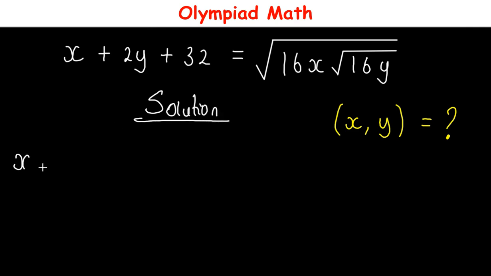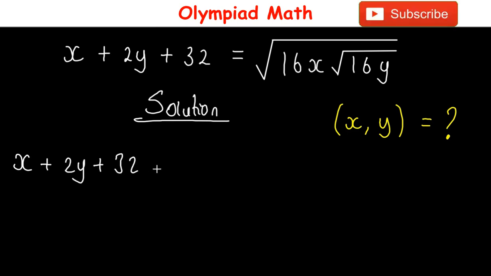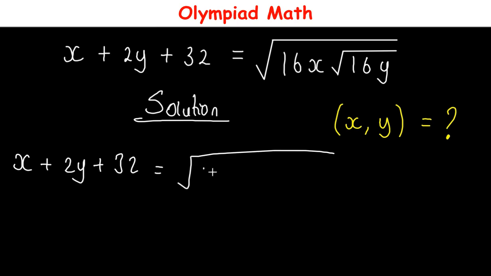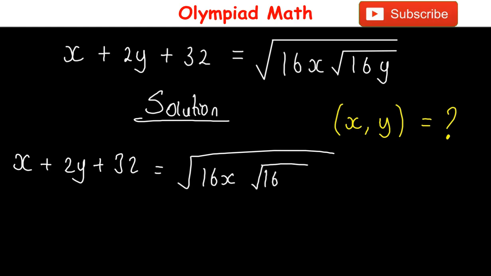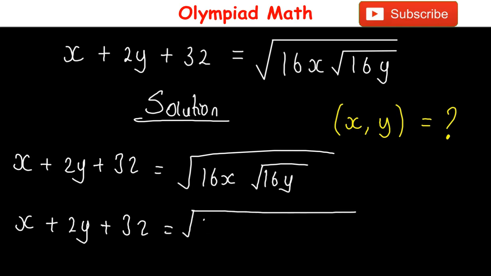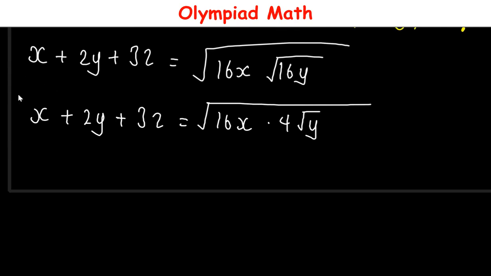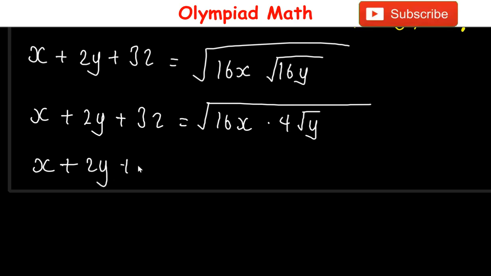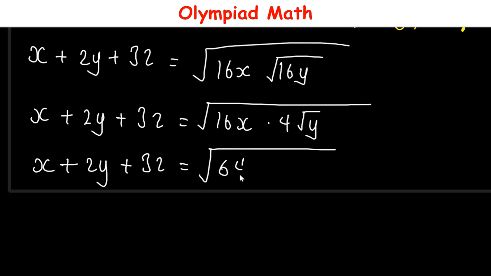So, right here we have x plus 2y plus 32 is equal to the square root of 16x times the square root of 16y. So from here, we have x plus 2y plus 32 is equal to the square root of 16x, then the square root of 16 is 4, then times the square root of y. So we can then rewrite this as x plus 2y plus 32 is equal to the square root of 16 times 4, 64, then times x times the square root of y.